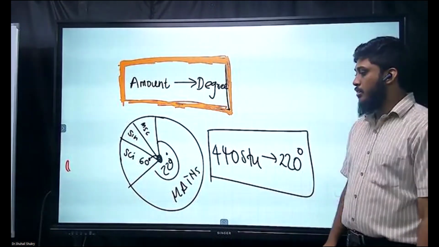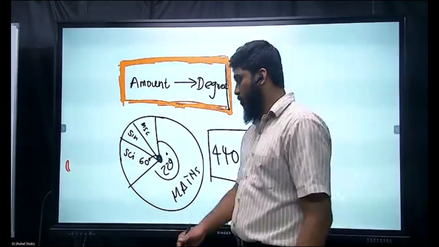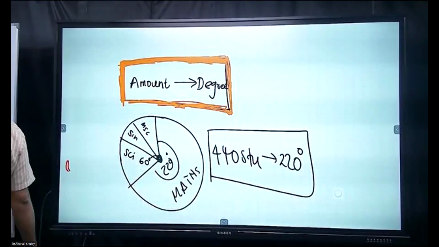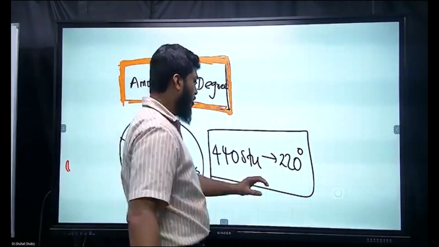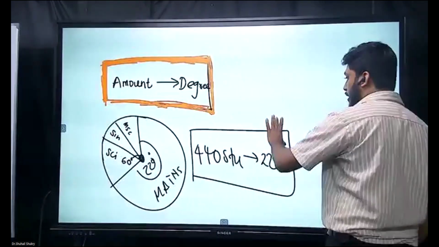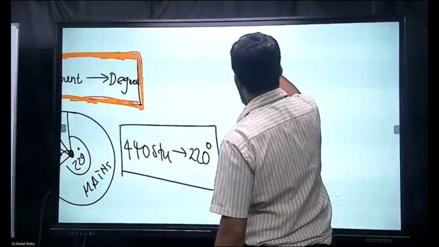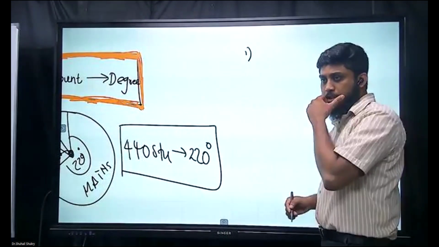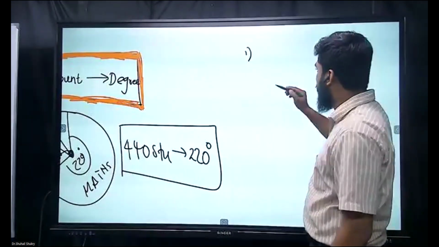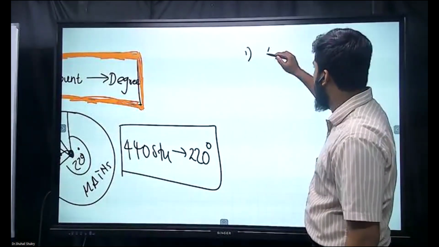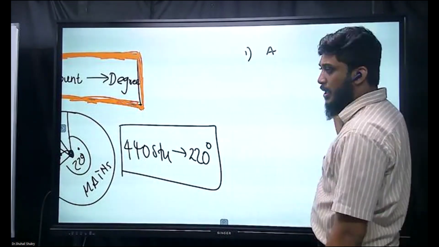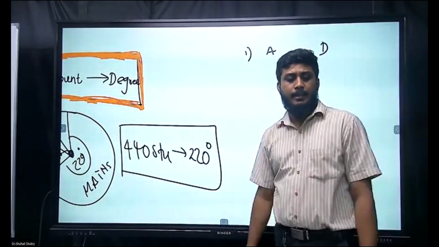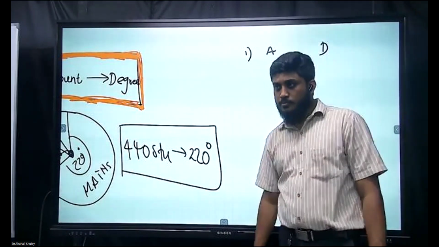Now, son, we will go question by question. They have told that 440 students like maths; find the number of students who like science. Remember, if you want to do the questions in a pie chart, there is a small thing. Draw a small box. What's that box? We have only two things to put: amount and degree. Only the AD method we are using. AD, amount and the degree.